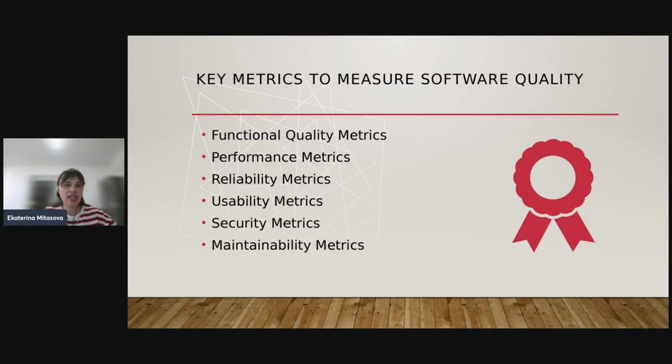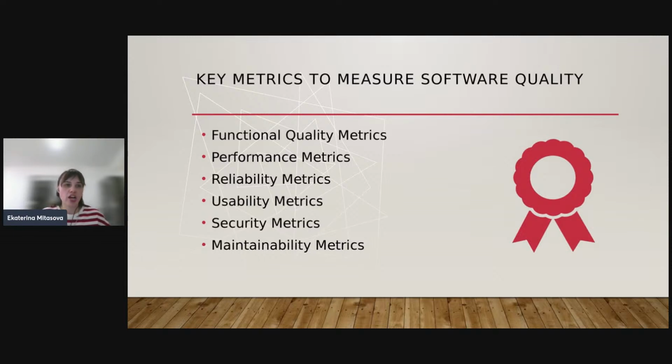Also, we can have reliability metrics. They measure the consistency and dependability of the software. Here we measure mean time between failures. It's the average time the software operates before experiencing a failure. Also, we can measure mean time to repair, the average time taken to recover from some defect or failure, and availability, or uptime. It's the percentage of time the system is operational and accessible.